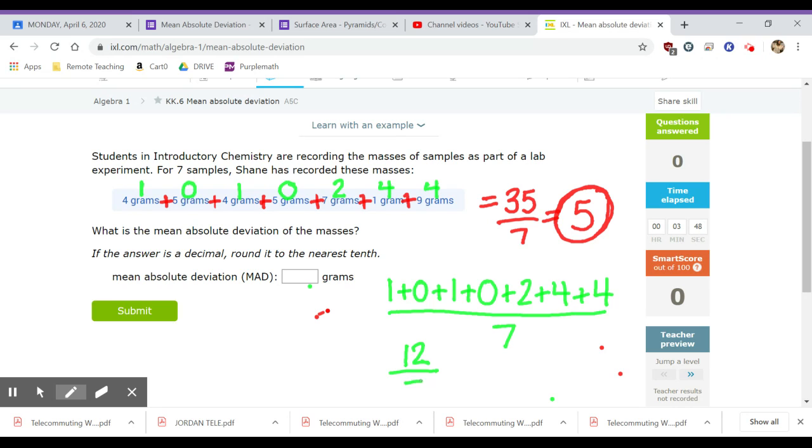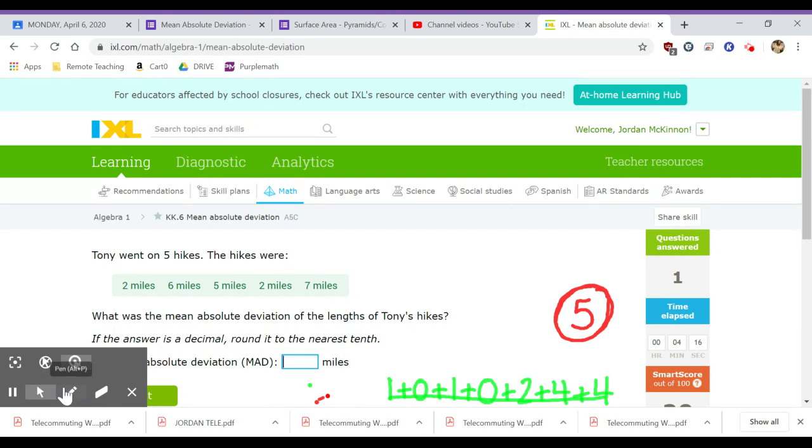And if I divide that by 7, 12 divided by 7 is going to be 1.71. This is saying it wants it to the 10th, which is 1 decimal place. So I'm just going to do 1.7 as my answer. 1.7 will be my answer. So I'm going to type it in. Okay, so we're good on that.